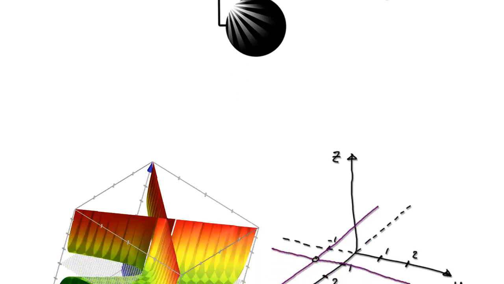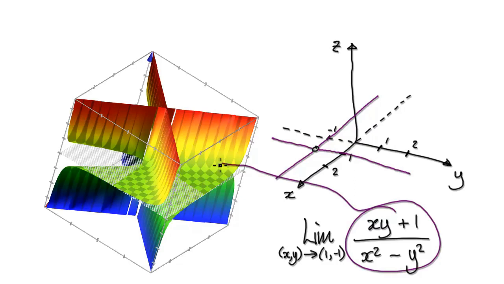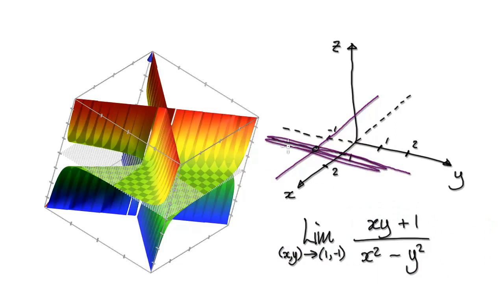In this video I'm going to show you how you can prove that the limit of this surface does not exist as x and y approach 1 and -1. That's when x equals 1, along here, and y equals -1, along here. So as you approach this point here, the limit does not exist. We're going to try and prove this.